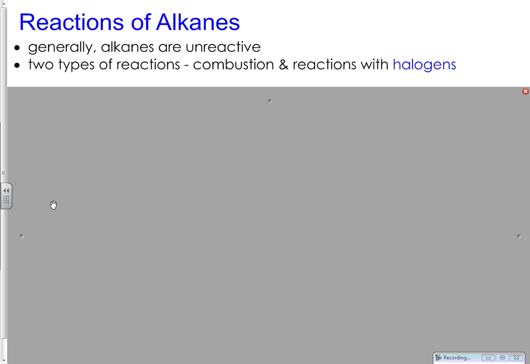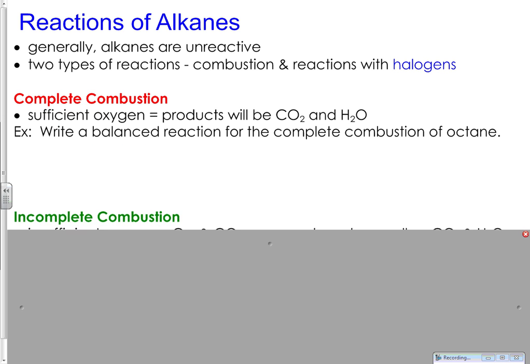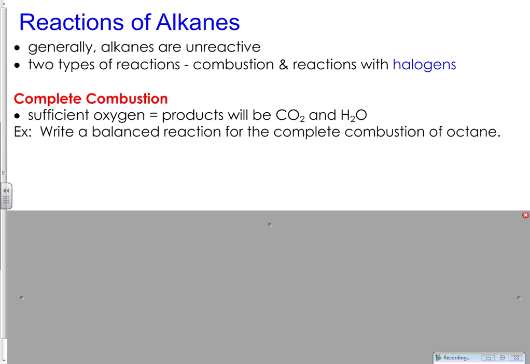Now, in this first type of reaction, combustion reactions, you guys know that there are two types of combustion. I hope you remember this from last year. So there's complete combustion and there's incomplete combustion. Complete combustion occurs when you have more than enough oxygen to adequately burn the fuel. And when that happens, your products will always be carbon dioxide and water.